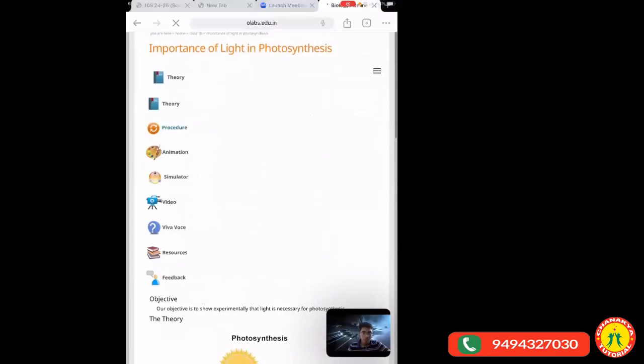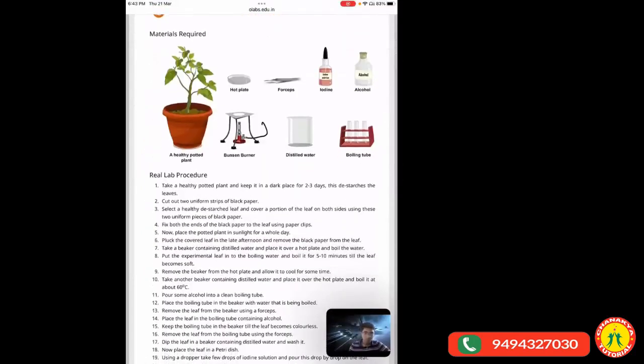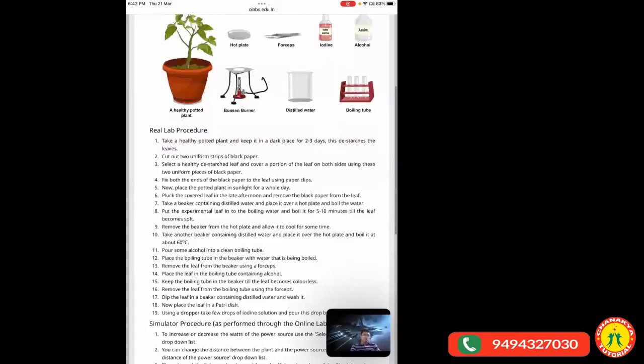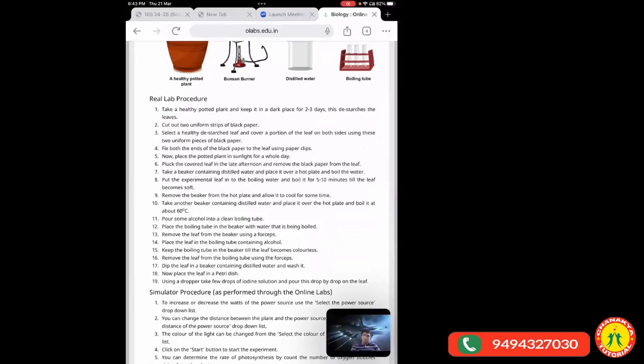After the theory part, they have given the procedure. In the procedure, they have explained how to do the experiment and what materials are required. The first material required is healthy potted plants. Second, hot plate. Third, forceps. Then iodine, alcohol, boiling tube, distilled water, Bunsen burner. For doing this experiment, these are the materials required. In the procedure, they have given step by step what we should do and how we should do it.